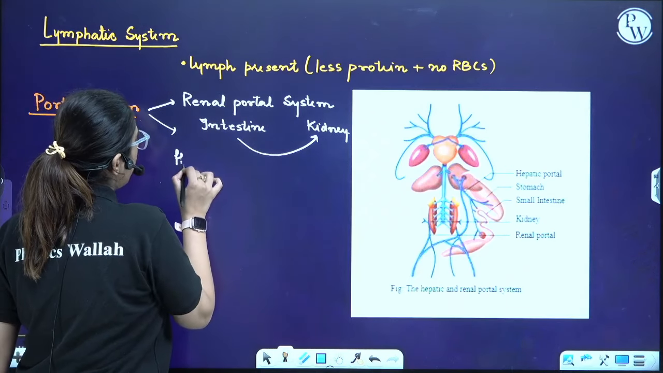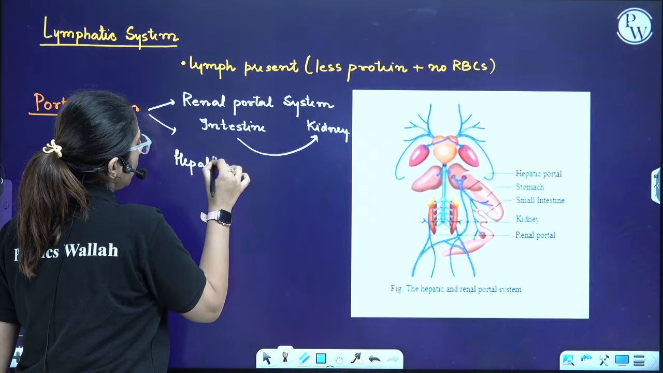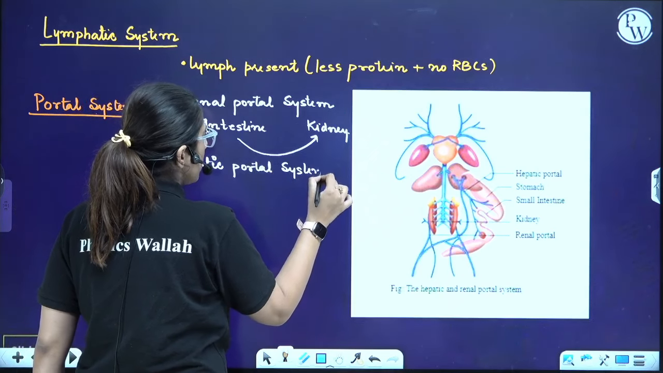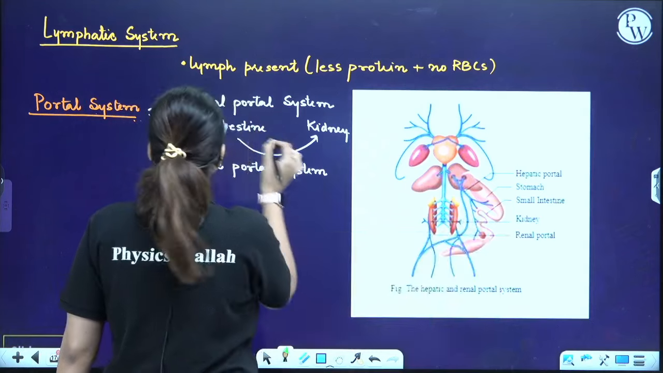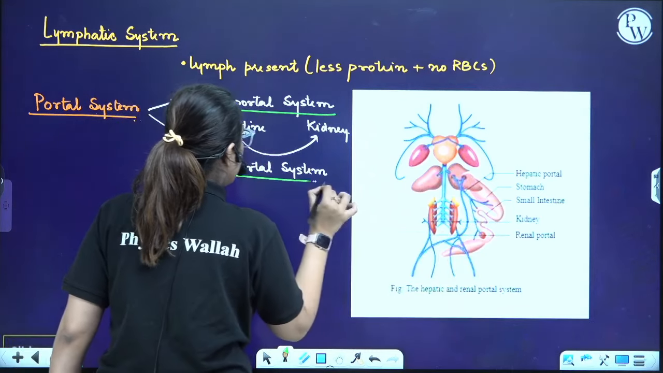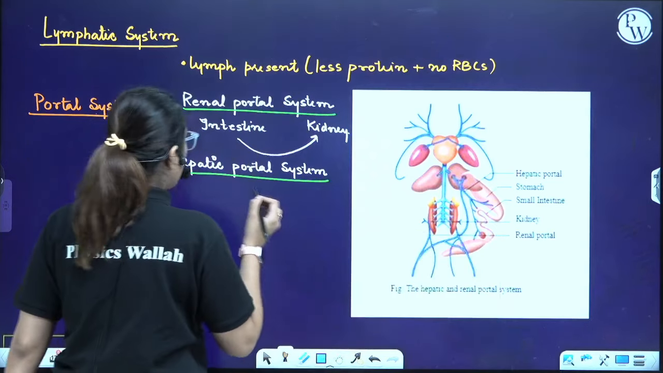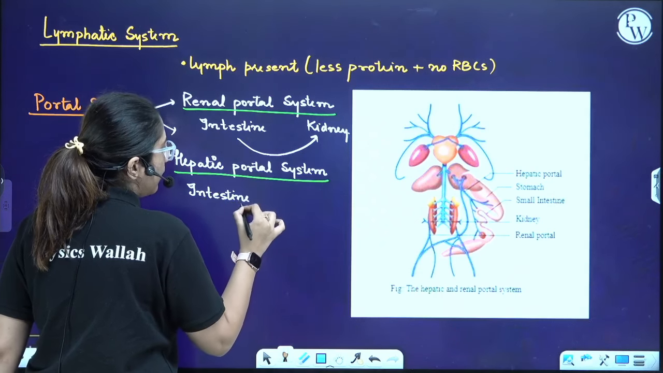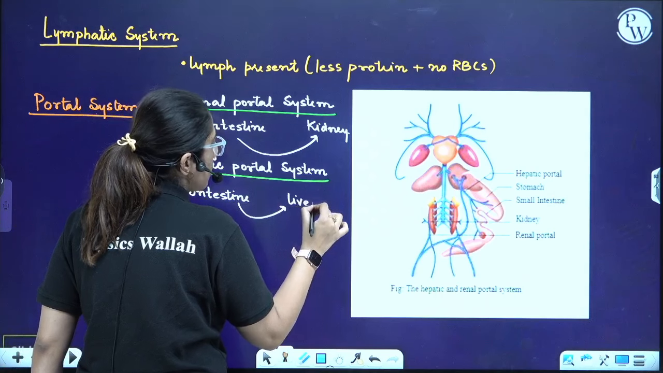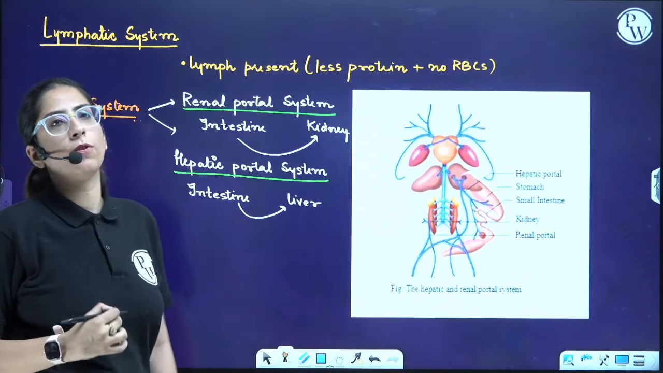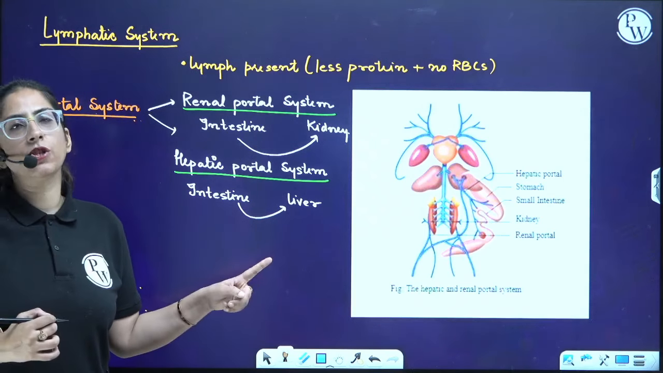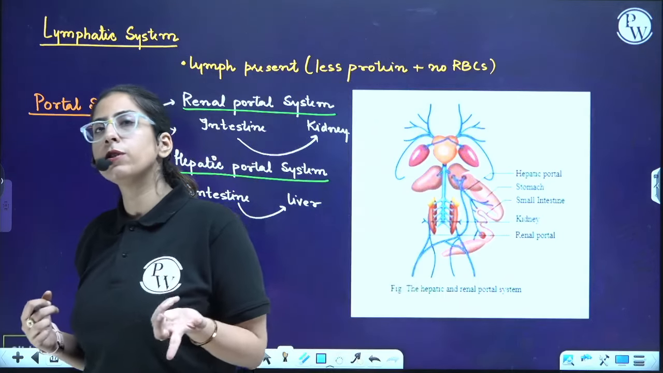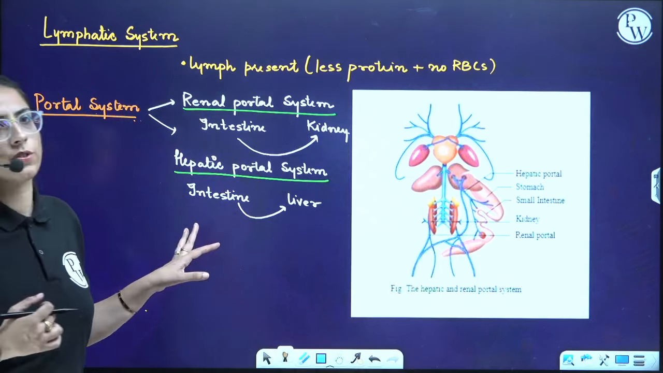Similarly, the next is the hepatic portal system. This is the first portal system, and the second portal system is the hepatic portal system. Here the communication is between the intestine and the liver. That means blood from the intestine will go into the liver for detoxification. Otherwise normally in each and every circulation, the heart is involved. Here the heart is also there, but first there is a communication between the two different organs. Done.